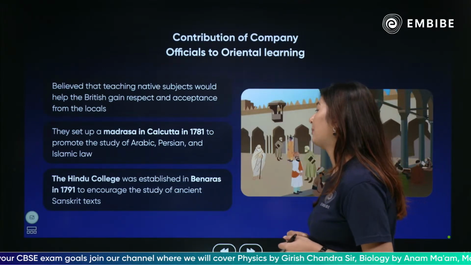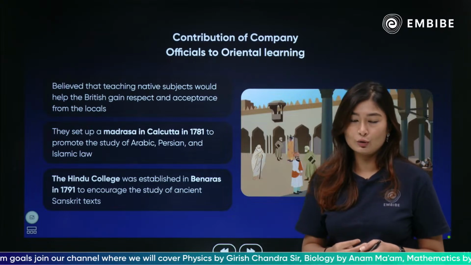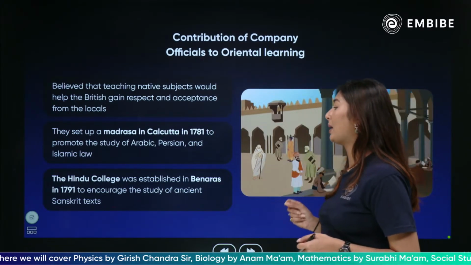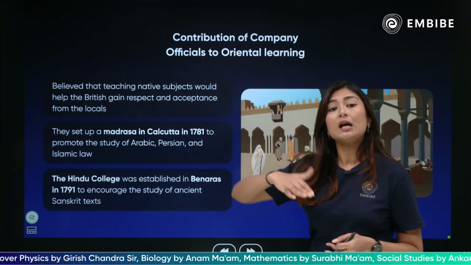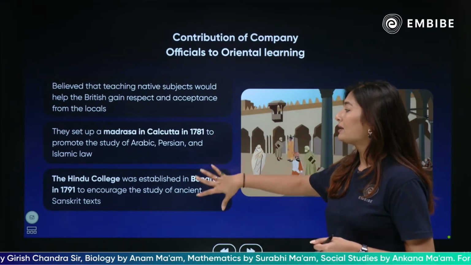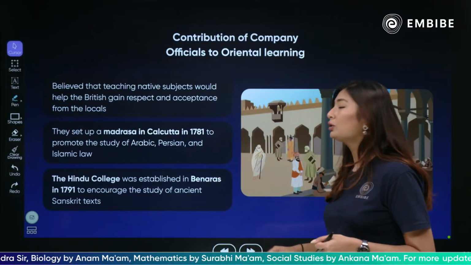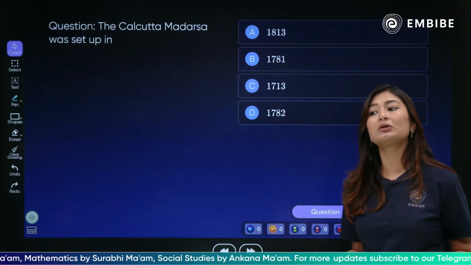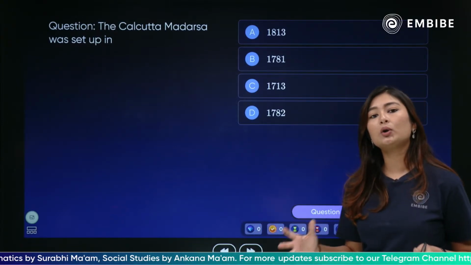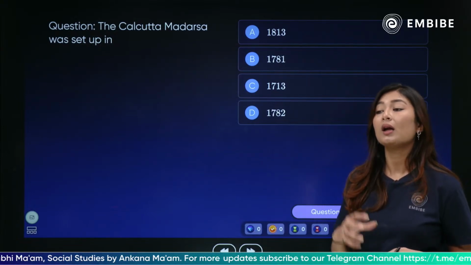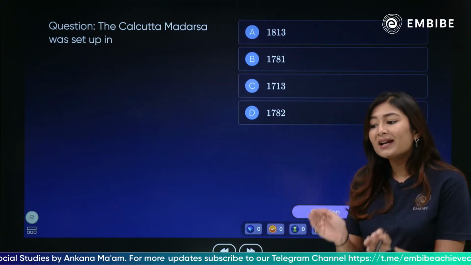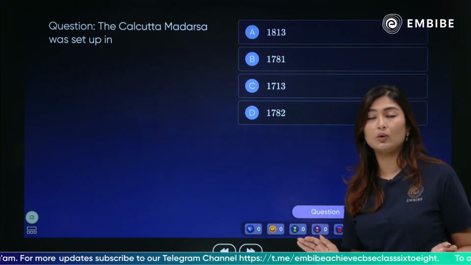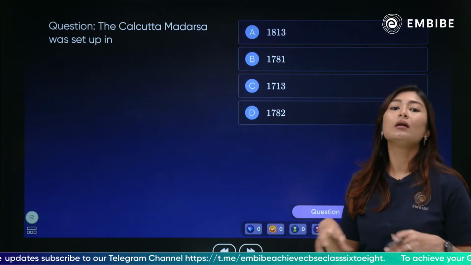Hindu College was established in Banaras, which is the BHU, है ना, Banaras Hindu University in today's day, in 1791 to encourage the study of ancient Sanskrit texts. So, बच्चे, Islam and Hinduism were the two major religions that were being followed at that time. So the texts that belong to these religions and other texts that belong to India or the Indian subcontinent is what they started using, and created centers like madrasas and Hindu College for people to come and learn from them.